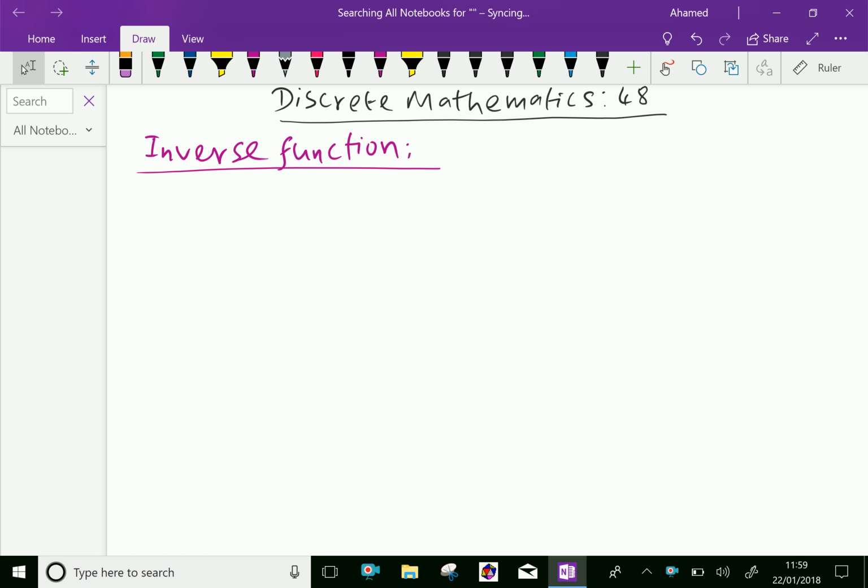In discrete mathematics, let us discuss inverse functions. What is an inverse function? Suppose y equals f of x. Therefore, we can say f of x equals 4x plus 3. Now we can write y equals 4x plus 3 as a function.